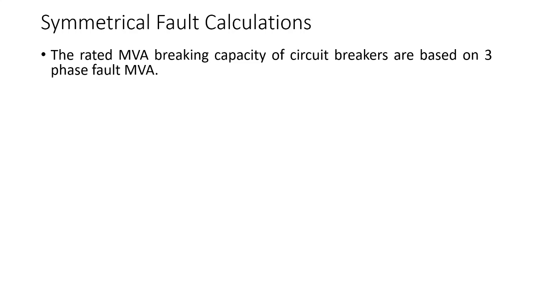Now for symmetrical fault calculations, what do we have to calculate in case of a symmetrical fault, and how are the calculations important? You can see that the rated MVA breaking capacity of the circuit breakers is based on three-phase fault MVA. As we know, three-phase faults are the most severe faults that can occur in a power system. So the circuit breakers should be able to handle the fault currents and MVA of the three-phase fault. So the circuit breakers are selected in such a way that their rated MVA breaking capacity is based on the three-phase fault MVA.